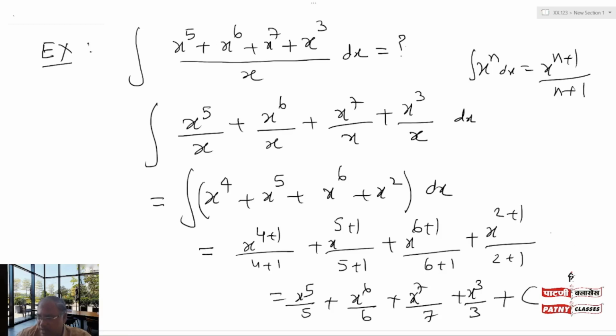Some teachers write the plus c even after doing the very first integration. So it's a matter of personal interest, but in most books, as soon as we do the integration, we write plus c here. But my habit is to write the plus c at the end. You can write the plus c as soon as you perform the integration process.